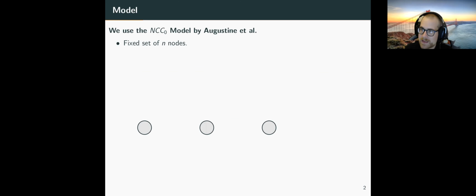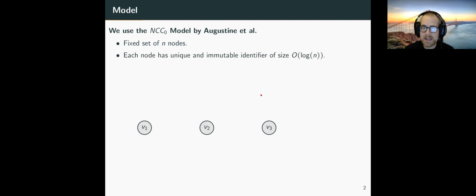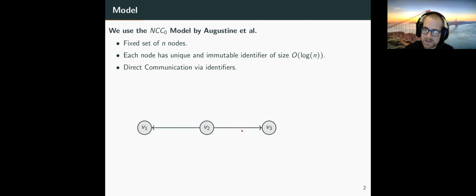In this model, we have a fixed set of n nodes, which are the participants of our network. And all of these nodes have a unique and immutable identifier of size O(log n). This identifier can be thought of as the IP address of a node, in the sense that if I know the identifier of a node, I can send a message, just as I could with an IP address in real life. We represent that by these directed edges. So the directed edge here means that v2 knows the identifier of v1 and also knows the identifier of v3 and can therefore send messages to these two.